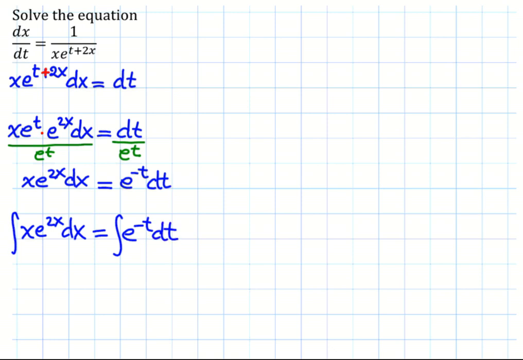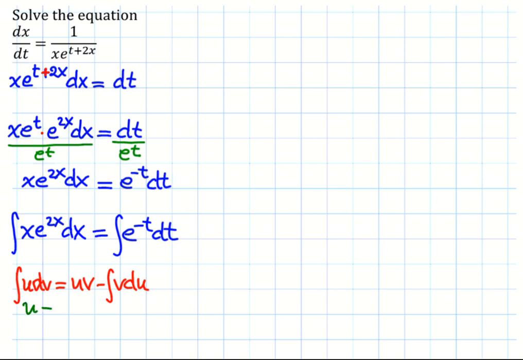The right hand side is easy. The left hand side, we need to use integration by parts. So integration by parts, I will write the formula. Integral of u dv is uv minus integral of v du. Now let's just write out what is u and what is dv, and then we substitute into that formula.